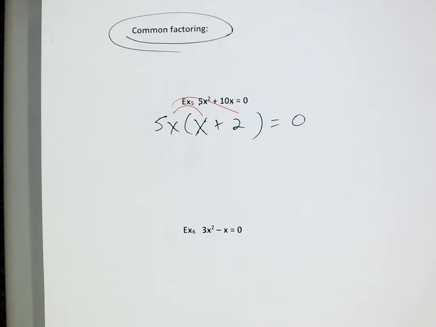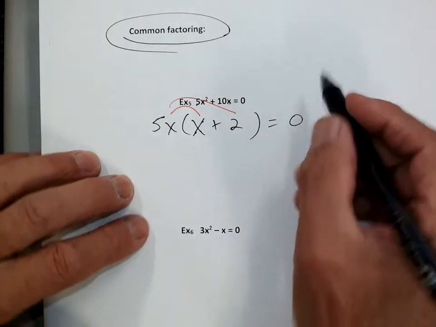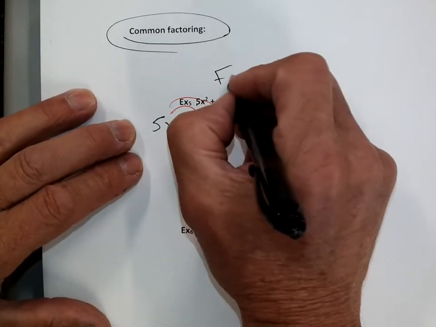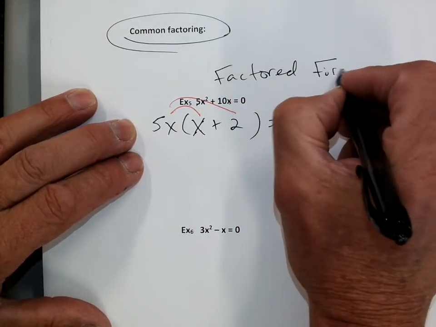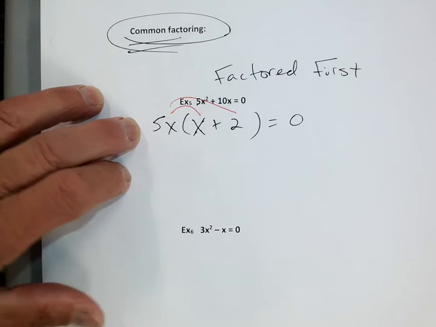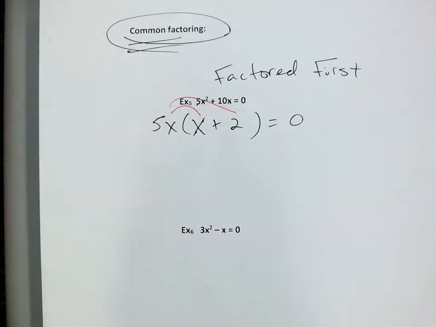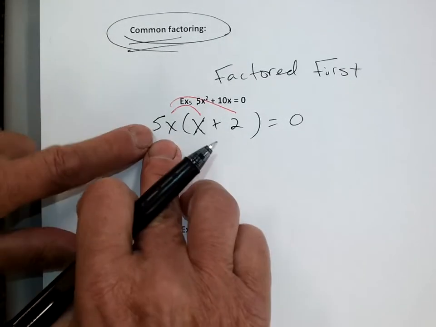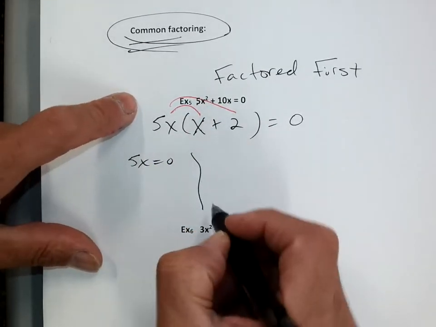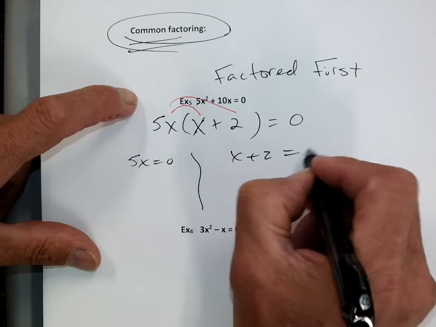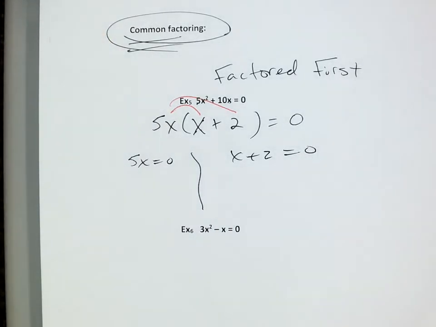But we're not done, because what we're really trying to do is solve it. So we had to common factor first. Then we have our mini equations. So once you have your mini equations, like I said, 5x equals 0, and x plus 2 equals 0. Okay? And then I'm just going to solve.